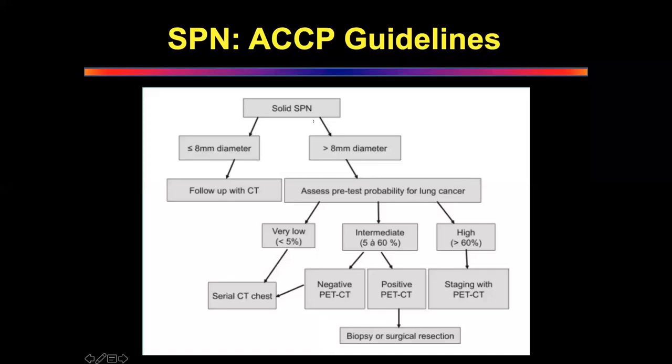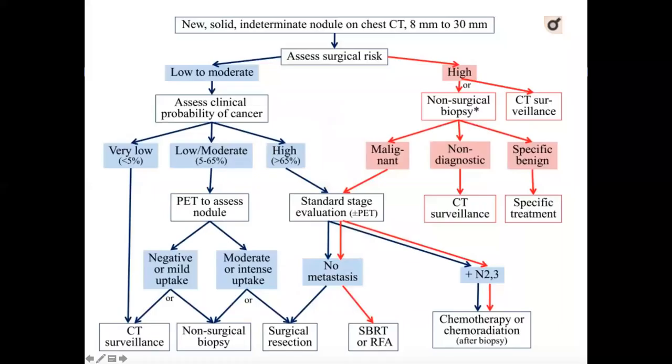If it's a solid nodule, it depends on whether it's a solid or a non-solid nodule. If it's a solid nodule, there are two markers, less than 8 and more than 8. Just remember what I just said. Less than 8 and more than 8. If it's more than 8, you have to assess the surgical risk. And whether it's low to moderate or high, the pathway changes. We'll come to that in a minute.